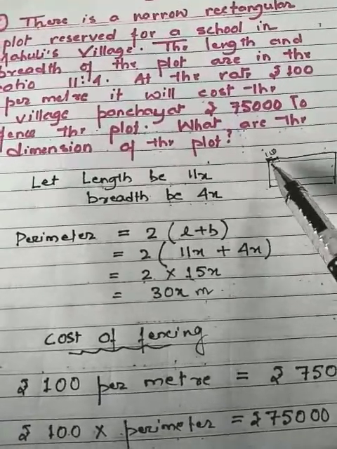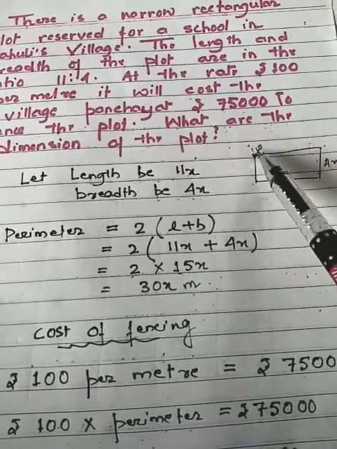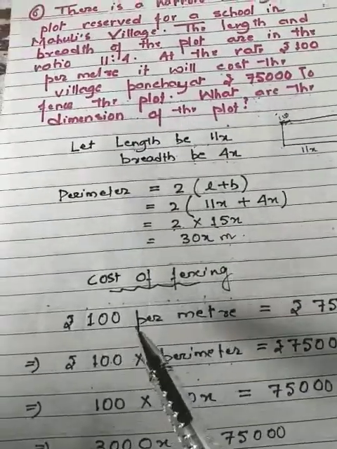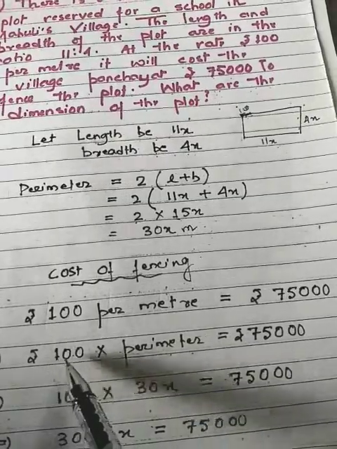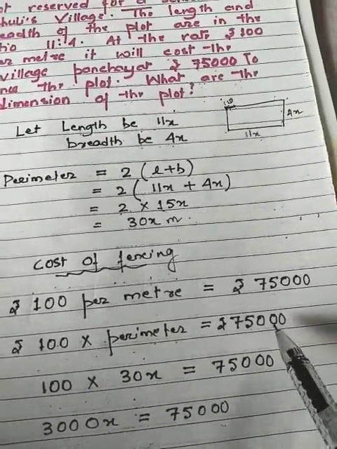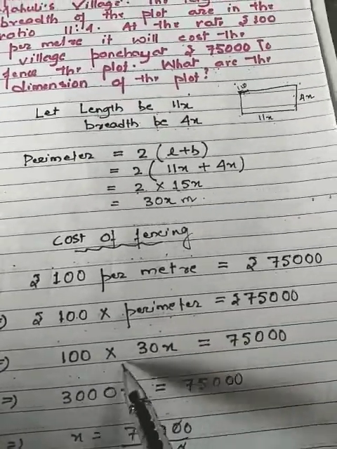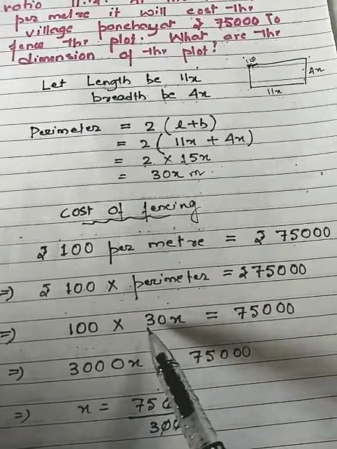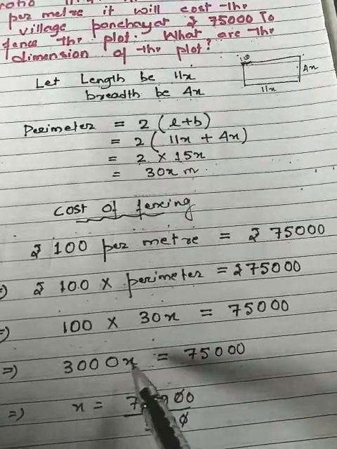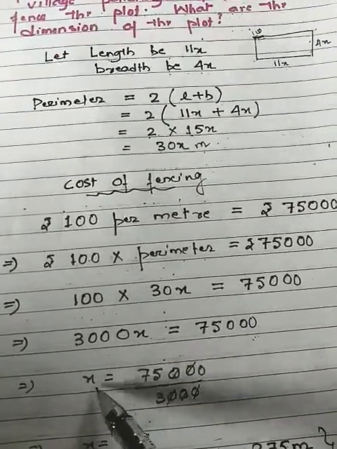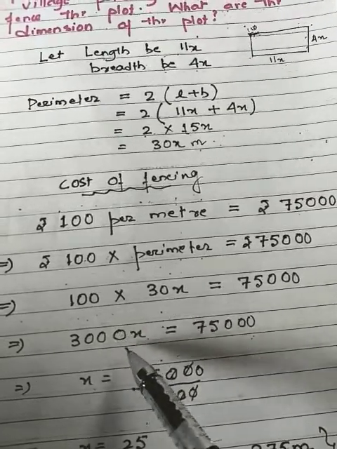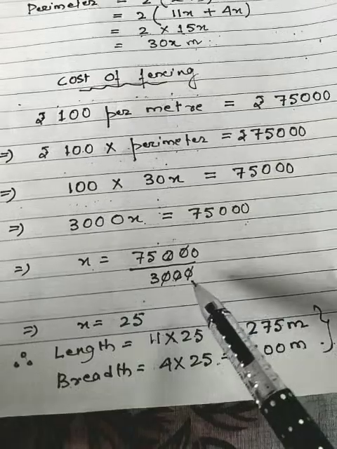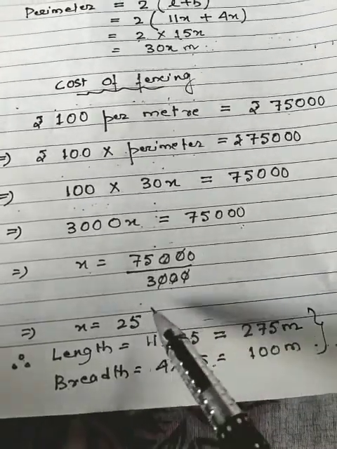Now, as we know, for 1 meter the cost is 100. For the total length, how much will the cost come? 75,000. So total cost is rupees 100 into perimeter equals 75,000. So 100 into perimeter: 30x equals 75,000. So 100 into total length, that is 3000x, is equal to 75,000. So x equals, we have to transpose this 3000 to the right hand side. So it will look like 75,000 by 3000. After reducing, you will get x as 25.